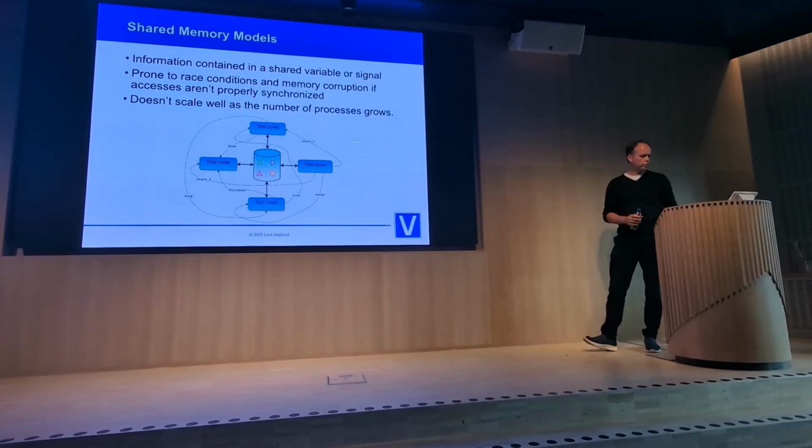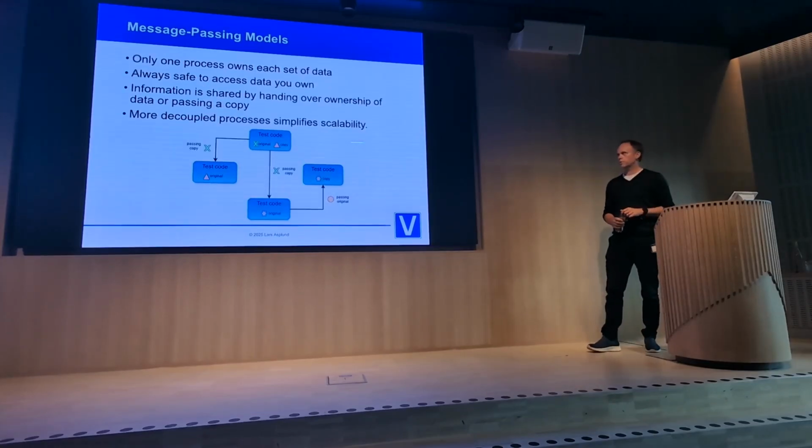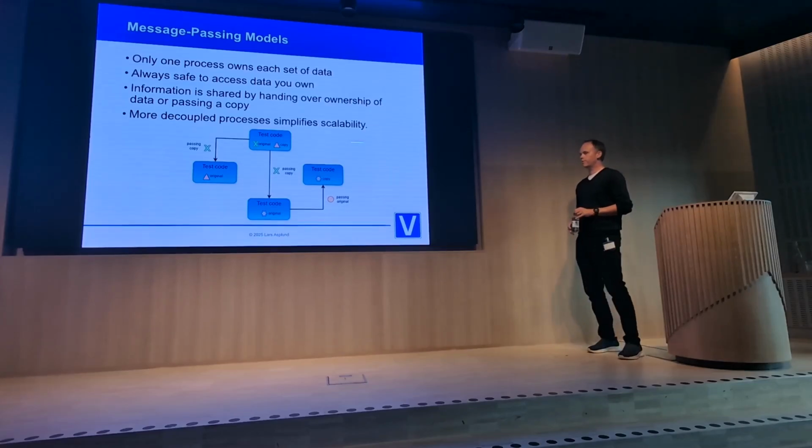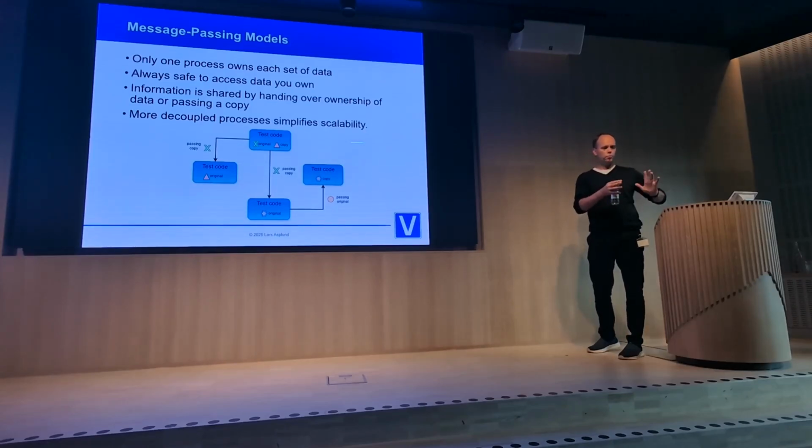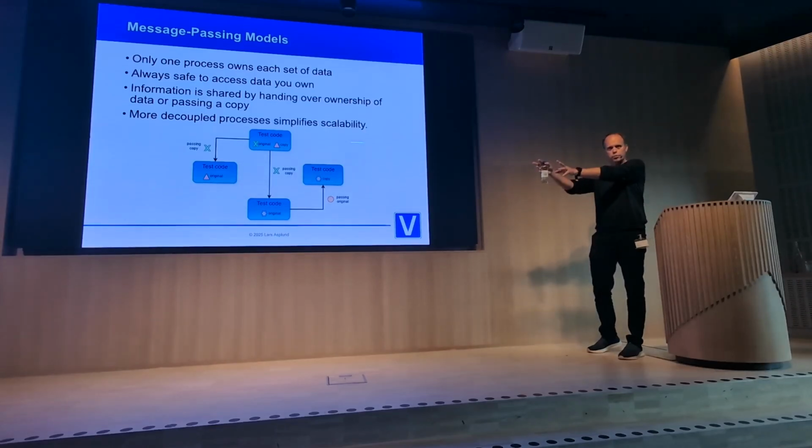A cleaner approach is to use a message passing model. The difference here is that at any time there is only one process that owns the data, and only the process that owns the data is allowed to access it, read or write. Of course, we still need to share data, and that is done by 2 methods. One is that we take a copy of the data and hand it over to another process.